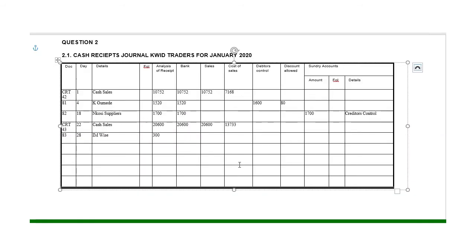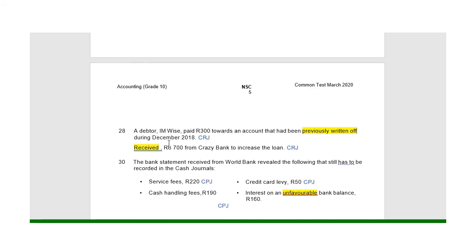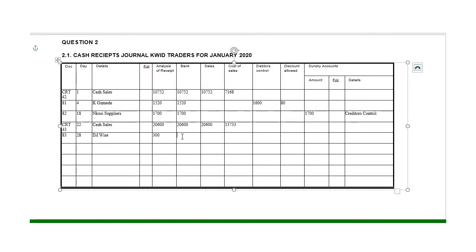Now I've got to be careful. There's more than one on the 28th. I'm receiving from this Wise, but I'm also receiving from Crazy Bank. Because there's two, I'm not going to put them in the bank column here. The bank column has to be the total for the day. So it must be the total that I received for the 28th, and it wasn't just 300, it was 300 plus whatever I received from the bank. So I'll leave bank open for now.